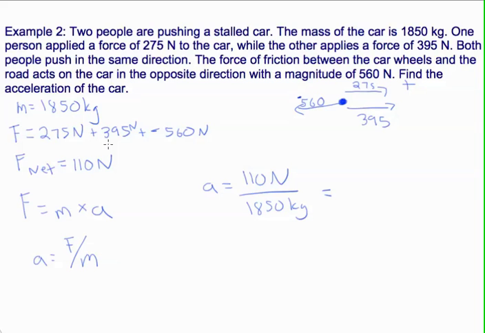Now we're dividing, so we're counting significant figures. We have 2 and we have 3, so to round our answer to 2, we have 0.059. And we know our units for acceleration are meters per second squared. We also know that a newton is really a kilogram times meters per second squared, and our kilograms cancel out. So our answer is 0.059 meters per second squared.